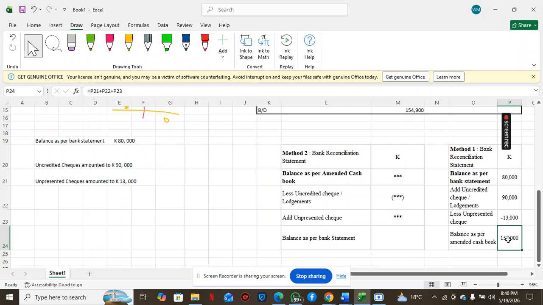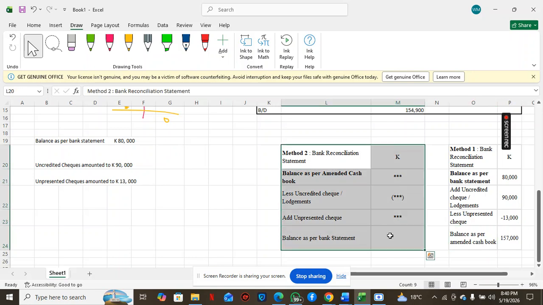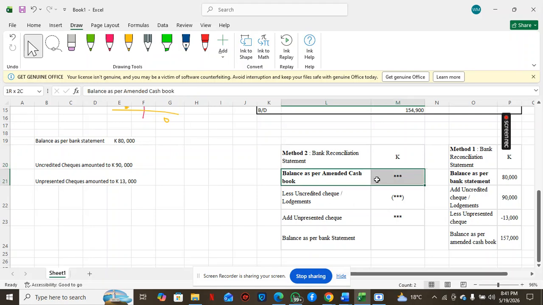There's also another method, as you've seen, which I already put earlier on. Now, this method works in reverse. Here you have to start with the balance of the amended cash book. So in this case, let's just use this 157,000 that we've got. When you start with the balance of the amended cash book, you have to arrive at the balance of the bank statement.